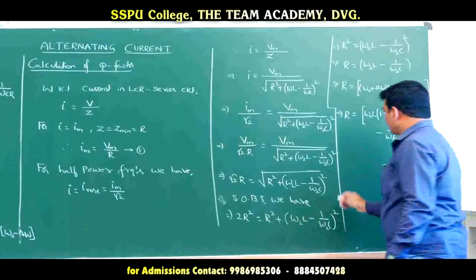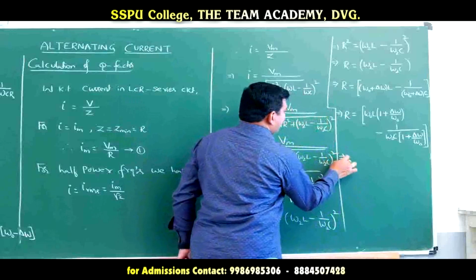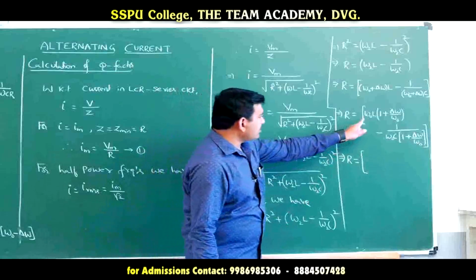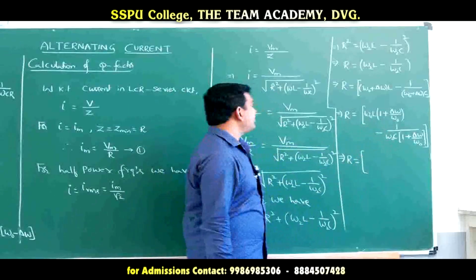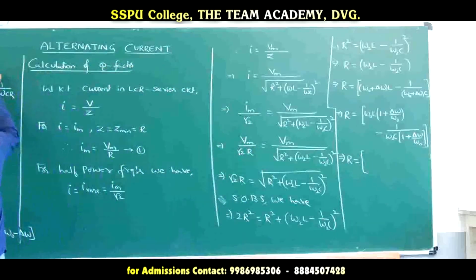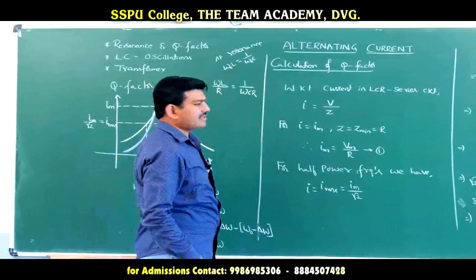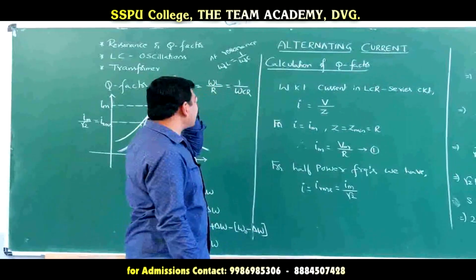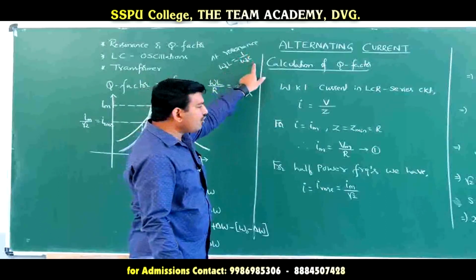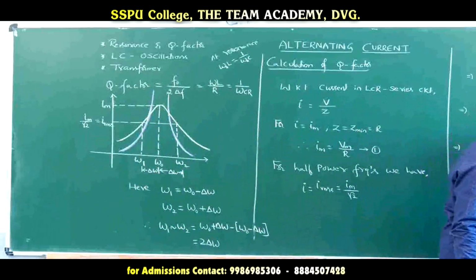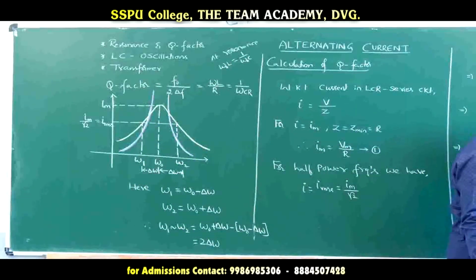Is it clear or not? So from this term what can I write? R is equal to, you see here, at resonance omega naught L is nothing but 1 by omega naught C. At resonance, I can say that omega naught L is equal to 1 by omega naught C. That is, chi L is equal to chi C. Yes or no? Chi L is equal to chi C at resonance. Therefore, omega naught L is equal to 1 by omega naught C. I can replace 1 by omega naught C with omega naught L. Here 1 by omega naught C is there, so you replace it with omega naught L.